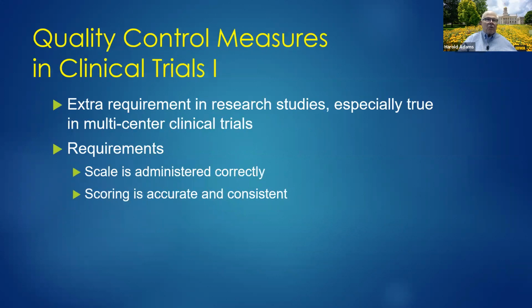Now, for clinical research studies, you need to assure the reviewers of your grant, the FDA, NIH, the medical community, that the scale has been administered correctly, and the scoring or whatever it is accurate. In other words, this is the basic credibility of your research project. Next slide.